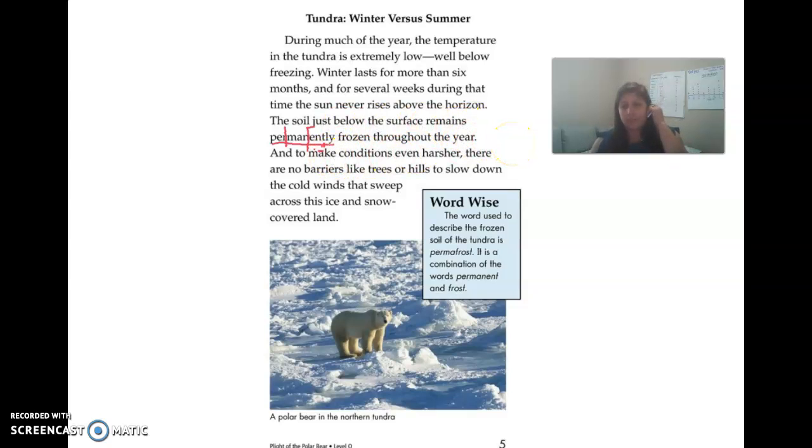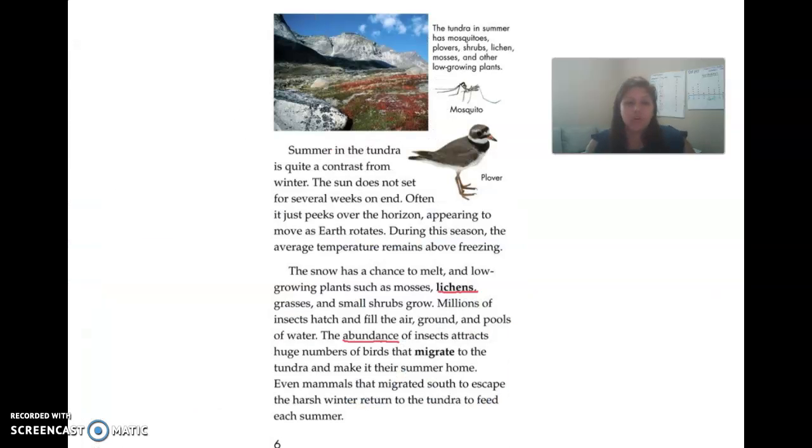Okay, let's look at a couple other words. The next word is lichen. That's just a different type of organism. If you read the sentence, it says the snow has a chance to melt, and low-growing plants such as moss, lichens, grass, and small shrubs grow. And so it just talks about a different type of organism that lives within the tundra.